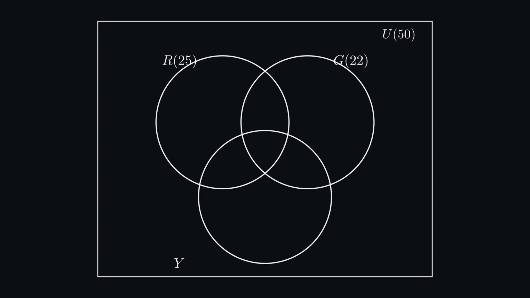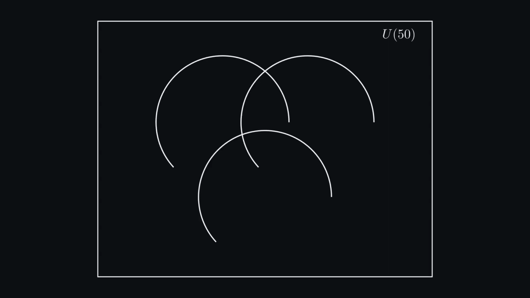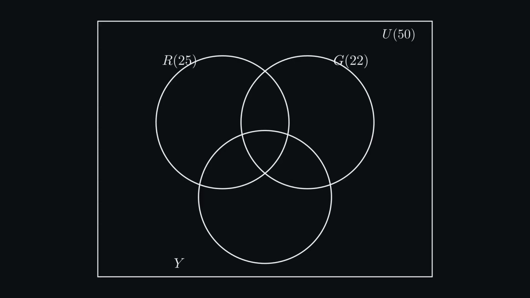Let's draw the universal set and the 3 overlapping sets. Five girls liked all three colors, so we place 5 in the center.